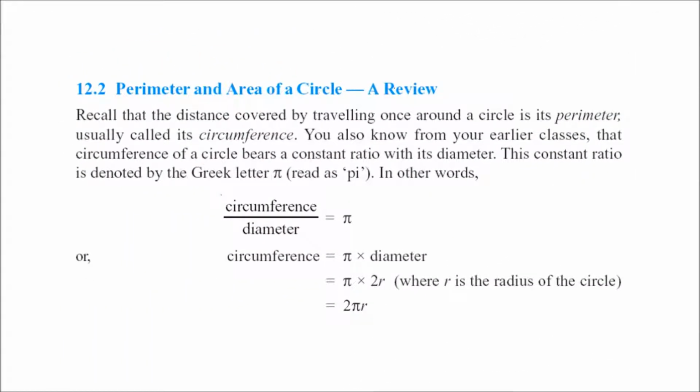Perimeter and area of a circle. What is the perimeter?